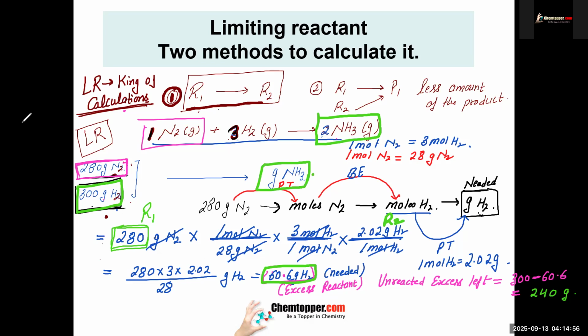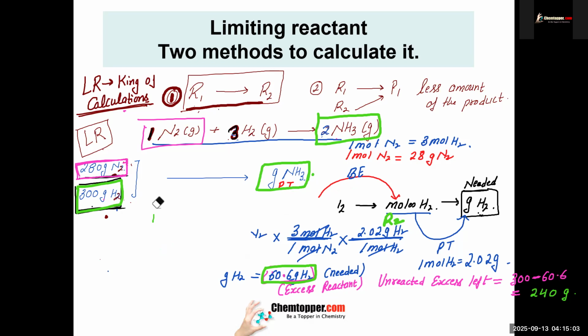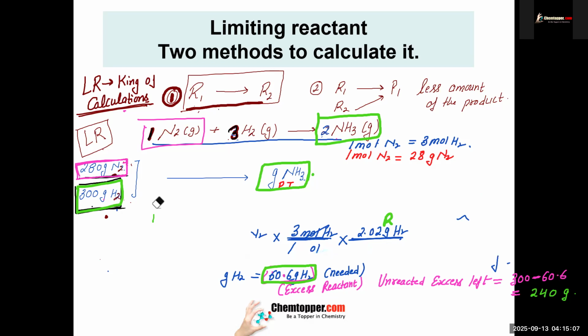So I'll start again with your limiting reactant. Every calculation will start with the limiting reactant. I'm clearing this. The calculation we have done was for the excess reactant. Now we are going to do the calculation for the product. How to start? Start with the king of the calculation, the limiting reactant.